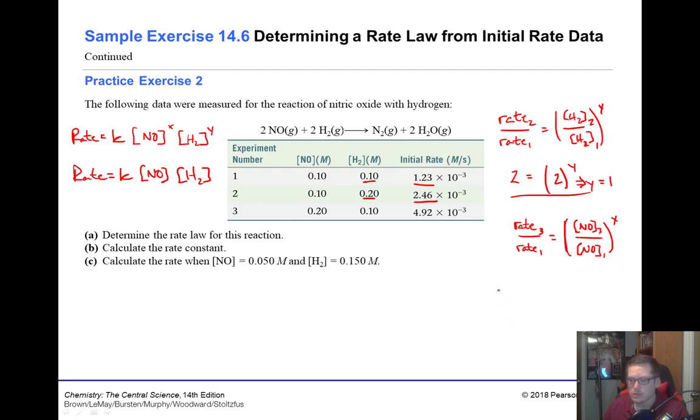We can see if we go from 1 to 3 right here that the rate quadrupled. If you don't see that right away, you can simply divide them: take this number divided by this number, and you should get 4. And then we already established that these concentrations were doubled. So it's easy to see that because of this, your x value would have to equal 2. So it's second order with respect to NO. So this would be our rate law.